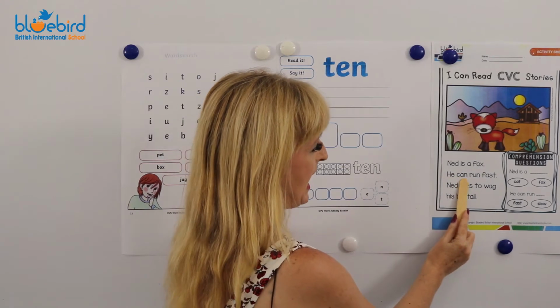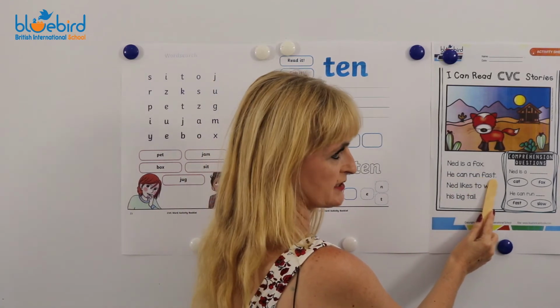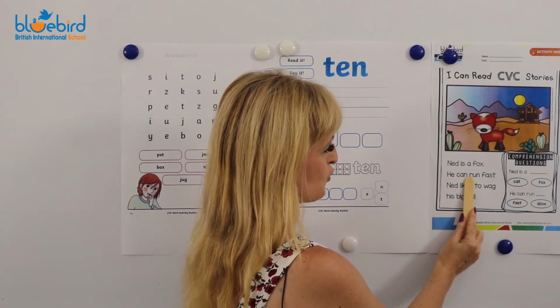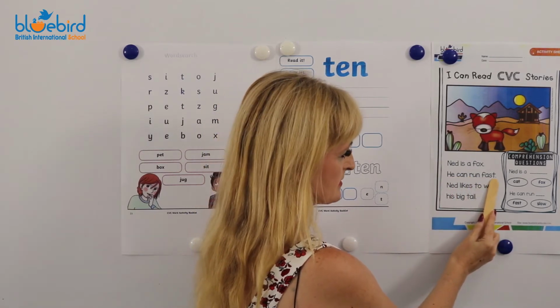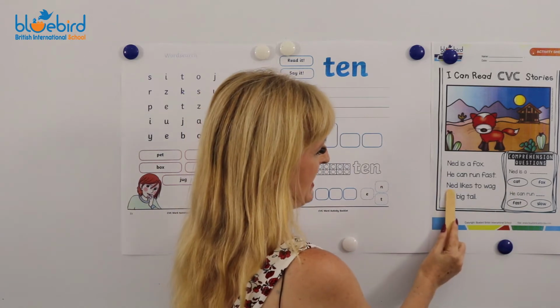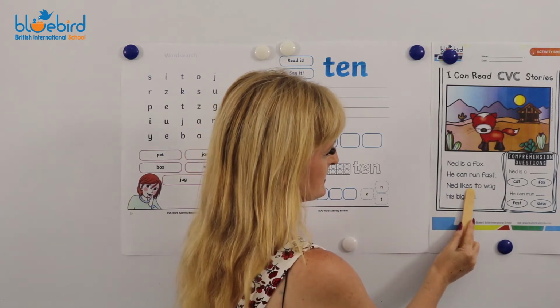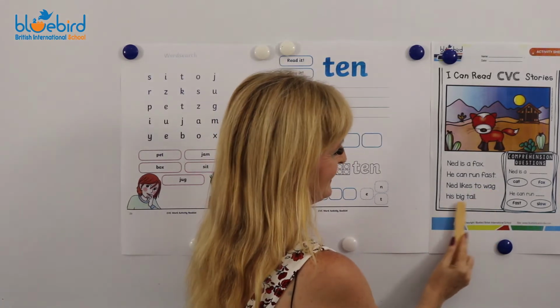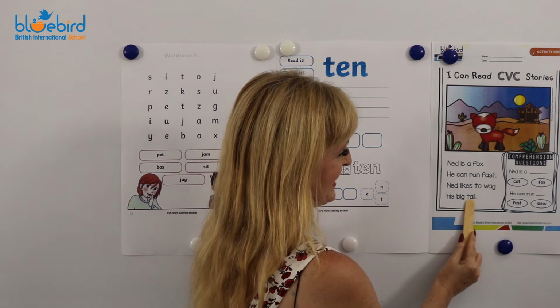He can run fast. Ned likes to wag his big tail.